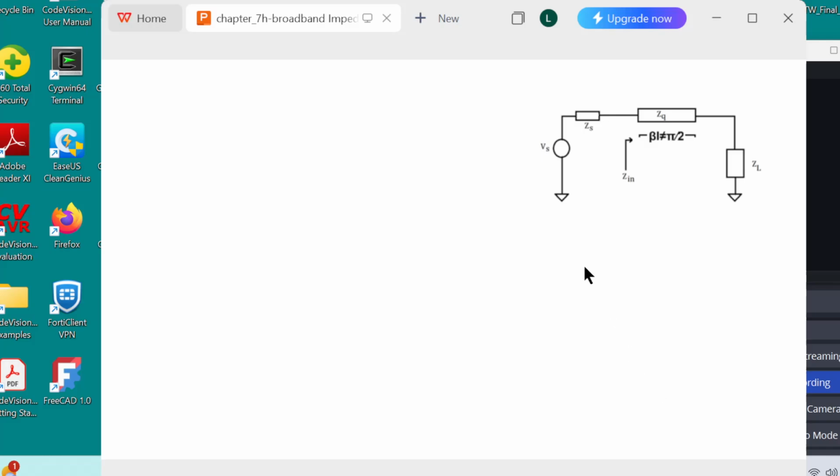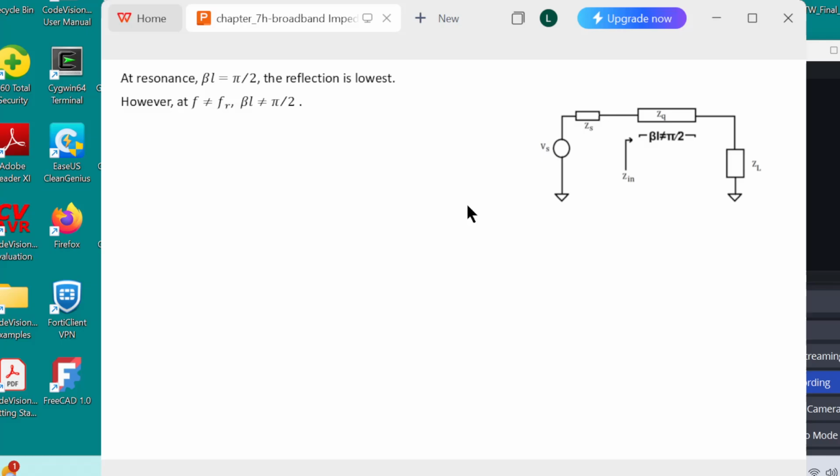And before moving forward, let's review the formula for one quarter wave transformer. We are going to look at the bandwidth, first in terms of impedance. At resonance, the length of the quarter wave transformer is exactly 90 degrees, which means pi over 2. At this frequency, at this wavelength, the reflection coefficient is lowest.